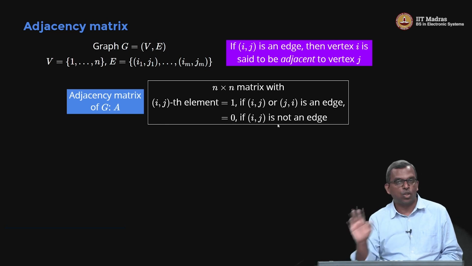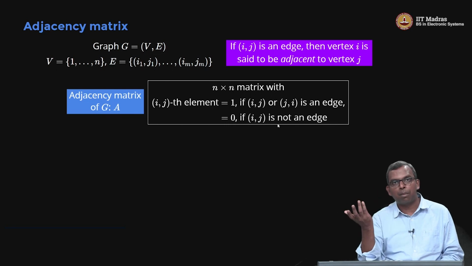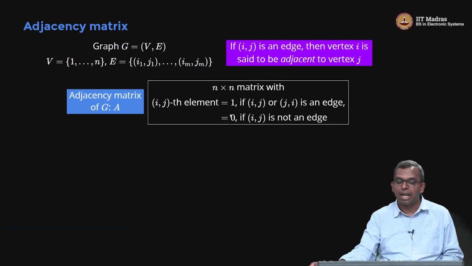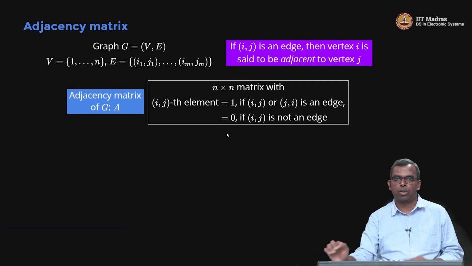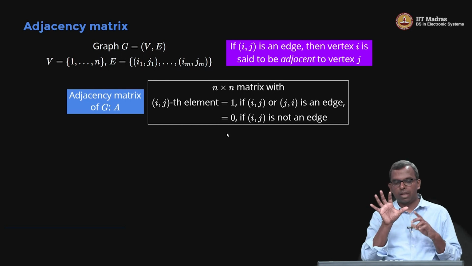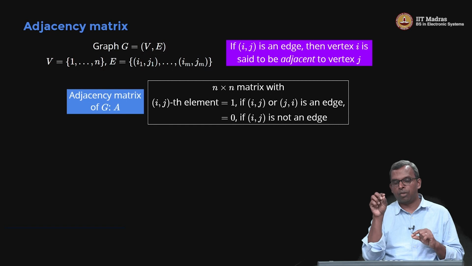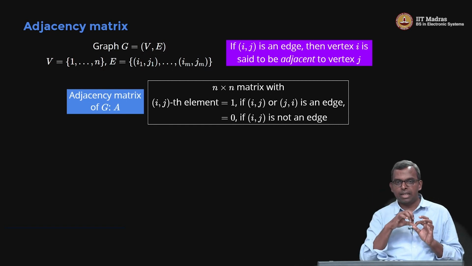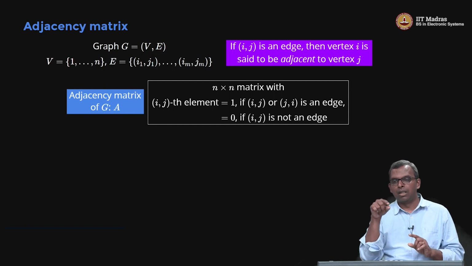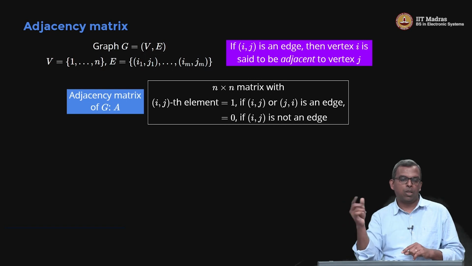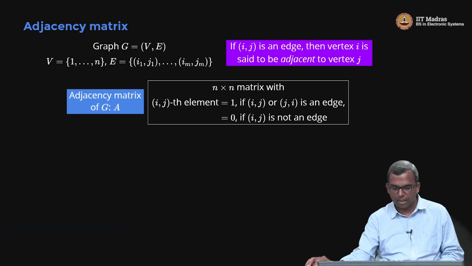If i,j is not an edge, which clearly means that j,i is also not an edge, I will make the ijth element 0. Okay, very simple definition for the adjacency matrix. n rows, n columns. Each row corresponds to a vertex, each column also corresponds to a vertex. If that row and column are connected, I will put a 1 in the i,jth element, and j,i also is 1. Otherwise, I will put a 0. So that's the idea.